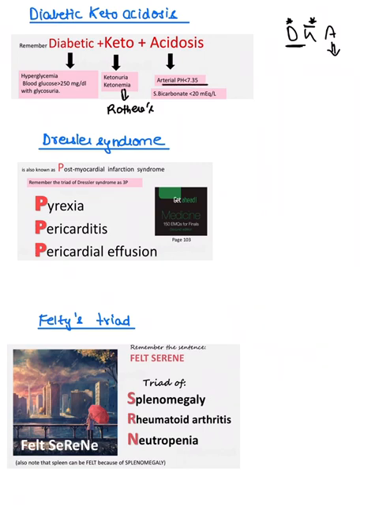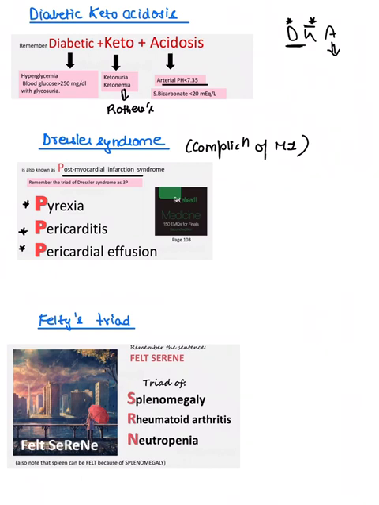Now coming on to the Dressler syndrome, it is a post myocardial infarction. So this is a complication of MI, this Dressler syndrome. So what do you find in this Dressler syndrome? You have 3 P's. Okay, pyrexia, inflammation of the pericardium known as pericarditis, and pericardial effusion.